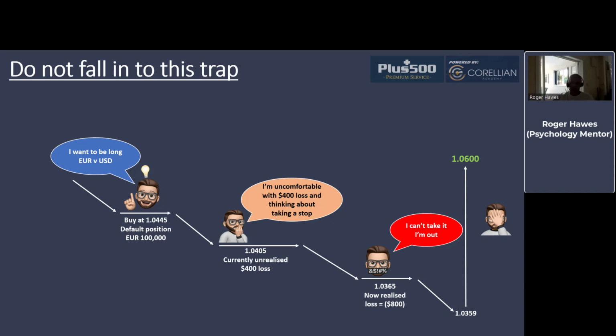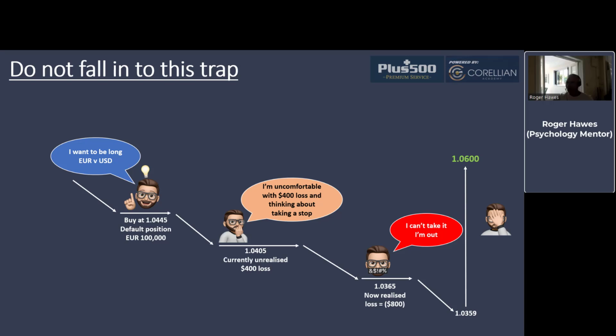Typical trade idea: I want to be long of euro versus the dollar. I just decide to buy at 104.45. I know I seldom pick the bottom, but I want to get involved anyway. And I just automatically jump into my default position. In this instance, it's 100,000 euros. So the market moves against me, as it will. And 40 points lower at 104.05, I currently have an unrealized loss of around $400.